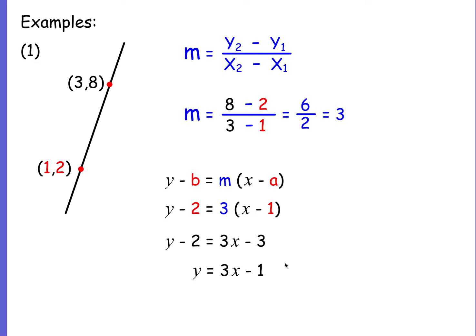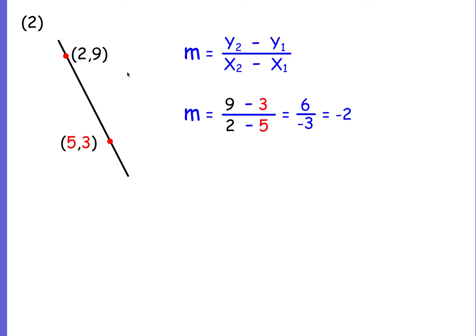To check it's right, it means you take the x coordinate, multiply it by 3, and subtract 1 to get the y coordinate. So here, x coordinate 1, multiply it by 3, and subtract 1, it does give you 2. Here, take the x coordinate 3, multiply it by 3, and subtract 1, it does give you 8. So that just checks that this has been the correct equation that works for these 2 points.